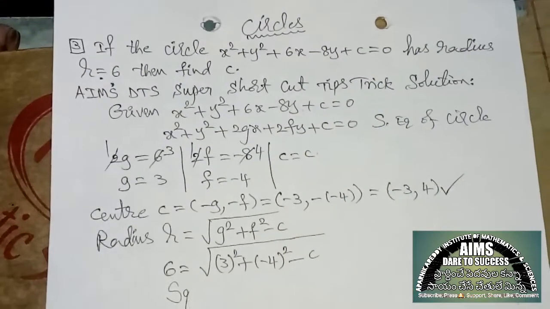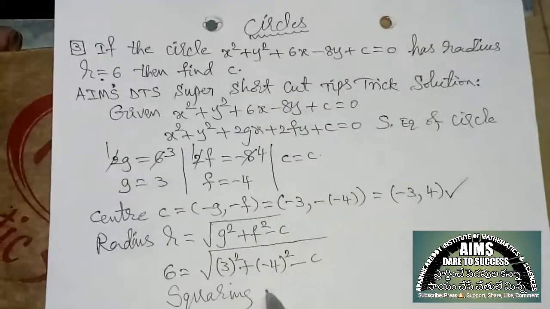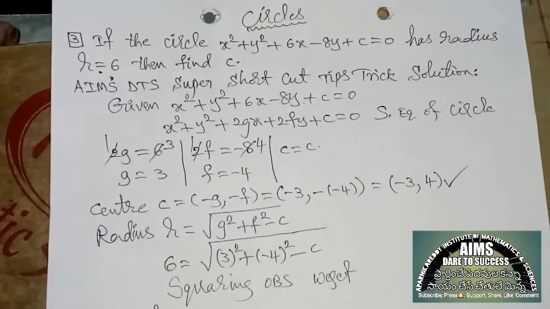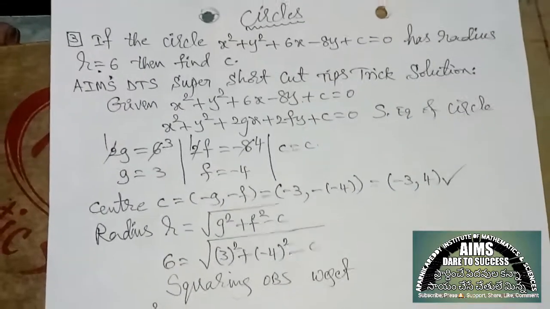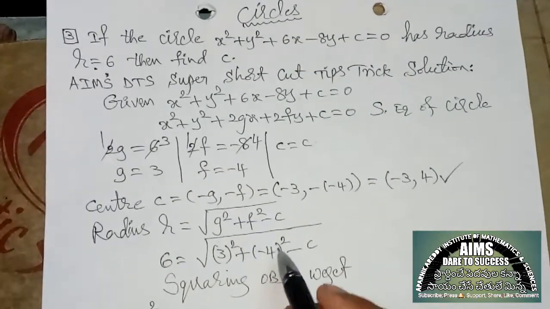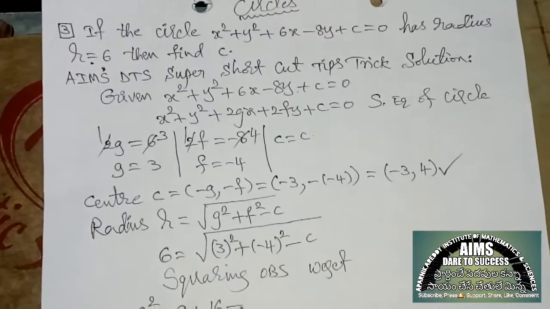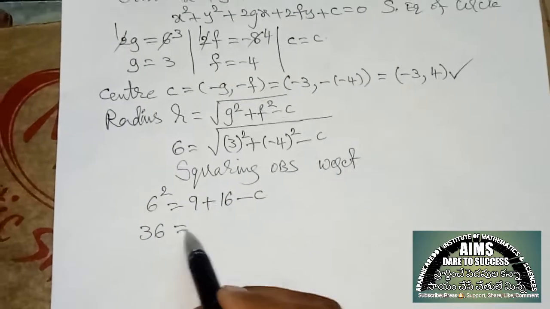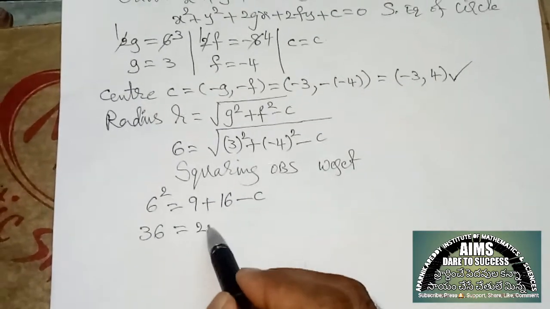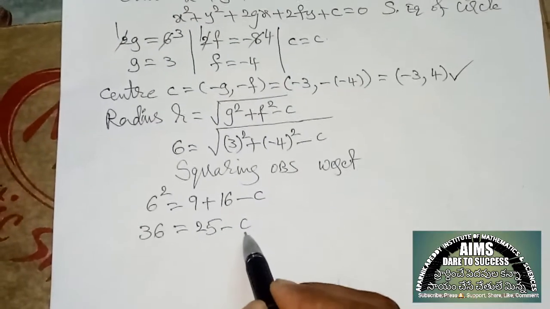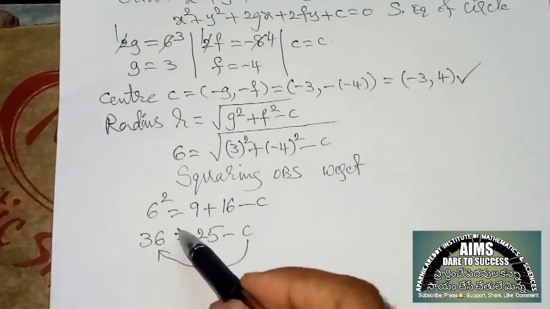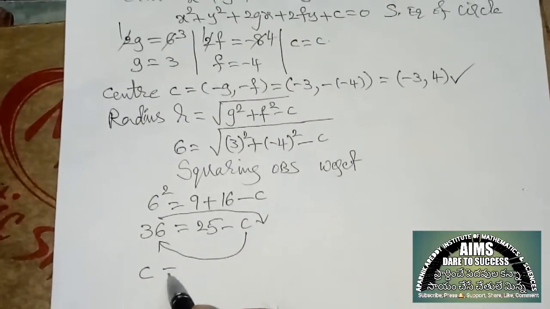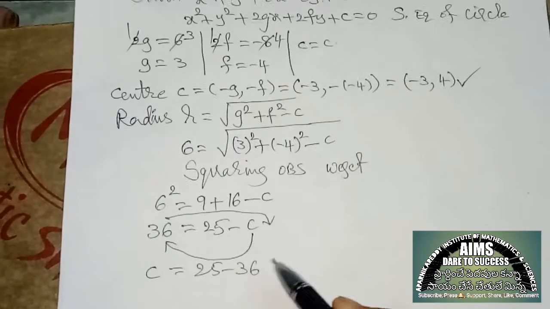So here we have an under root value. So squaring on both sides we get 6 square is equal to 3 3s are 9 plus minus 4 whole square is 4 4s are 16, minus c. 6 6s are how much? 36 is equal to 9 plus 16 is 25 minus c. So this minus c value comes to the left side and the 36 value comes to the right side. We get c is equal to 25 minus 36.